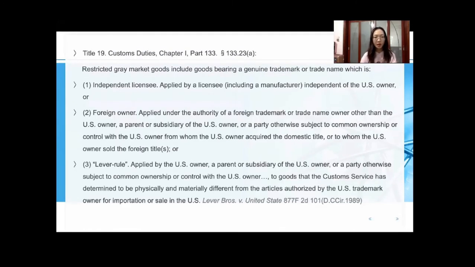According to the customs duties regulation, restricted gray market articles include goods bearing a genuine trademark or trade name which is applied by a licensee independent of the U.S. owner, or applied under the authority of a foreign trademark or trade name owner other than the U.S. owner, a parent or subsidiary of the U.S. owner, or a party otherwise subject to common ownership or control with the U.S. owner from whom the U.S. owner acquired the domestic title or to whom the U.S. owner sold the foreign title, or applied by the U.S. owner, a parent or subsidiary of the U.S. owner, or a party otherwise subject to common ownership or control with the U.S. owner, to goods that the Customs Service has determined to be physically and materially different from the articles authorized by the U.S. trademark owner for importation or sale in the U.S.